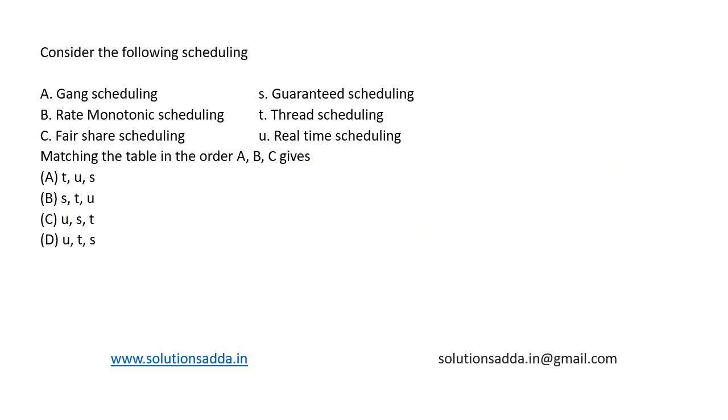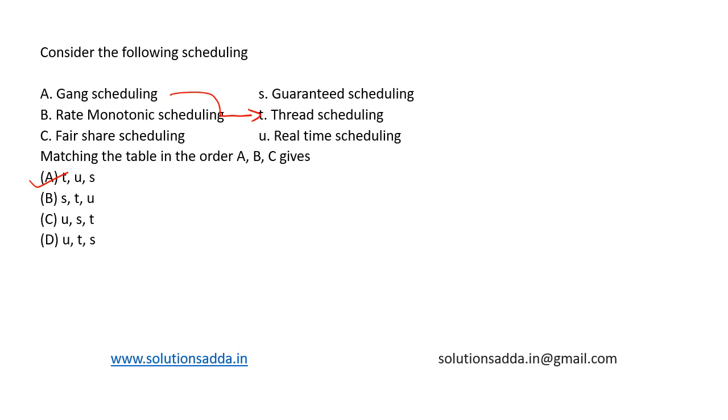This is a question from operating system. Consider the following scheduling. A is gang scheduling, B is rate monotonic scheduling, C is fair scheduling. Match the table in the order of ABC. So let's see how we can match it. For A, gang scheduling. What is gang scheduling? It schedules related threads to run simultaneously on different processors. So it is related to threads. So A is related to T here. So going by the options, now itself we can say that A is the correct answer.